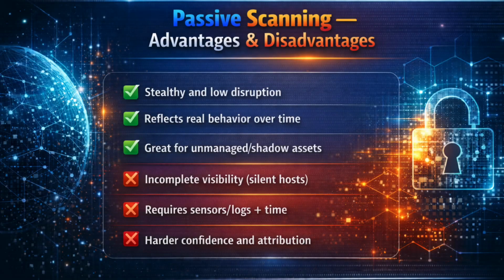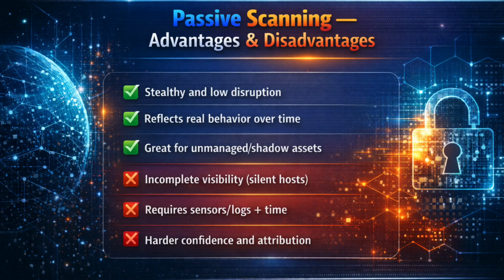Passive scanning shines when you want visibility, without risking disruption. Because you're observing normal activity, you capture how systems truly behave, which helps with baselining and spotting unusual patterns like beaconing or policy violations. It's also useful for catching unmanaged devices, because the first time they talk, you can see them. But passive methods can be incomplete.